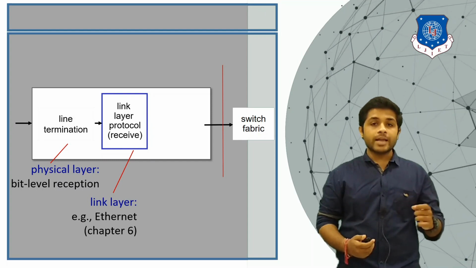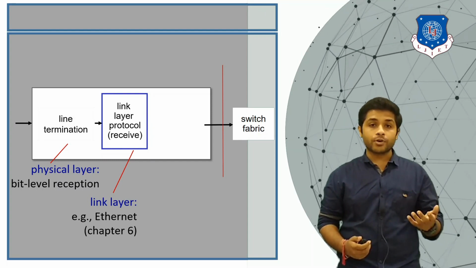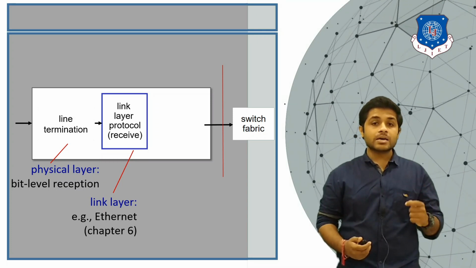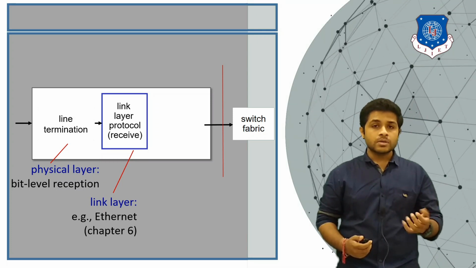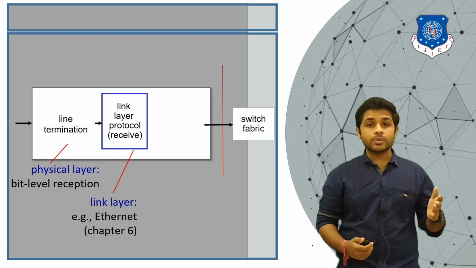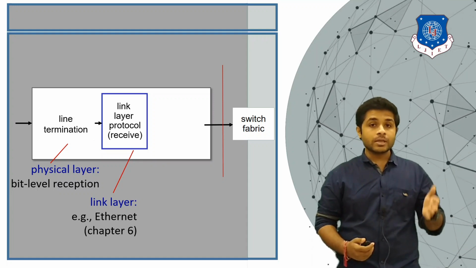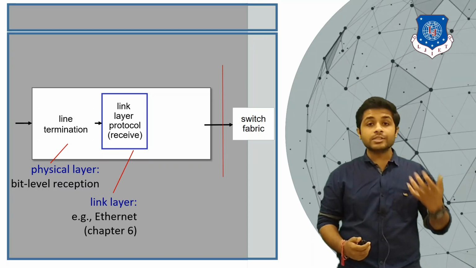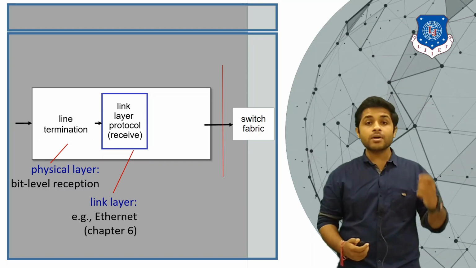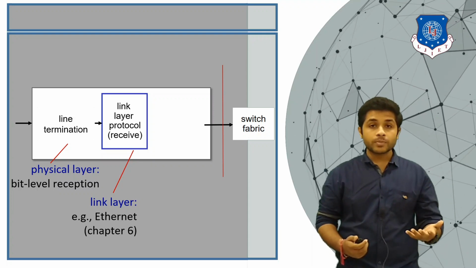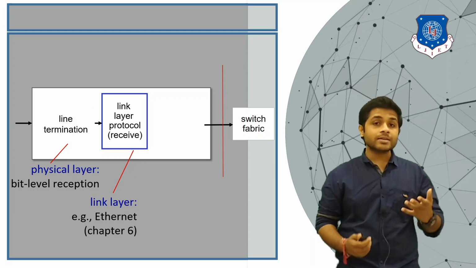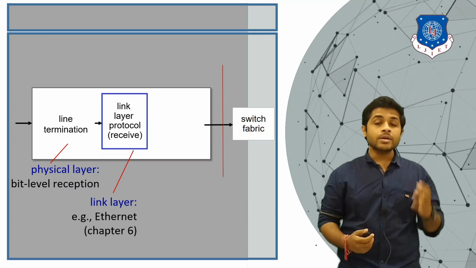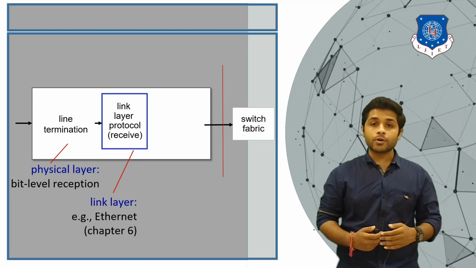After that, the next block is called the link layer protocol. This block is situated in the data link layer. When the signals are received in the line termination, the link layer will analyze the signal. It will check whether the received signal has a proper MAC address or not. It will also check whether the received signal contains any error or not. So all the responsibilities regarding the link layer will be performed in the link layer protocol.